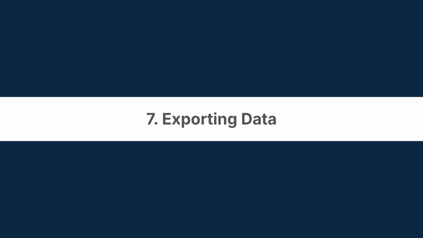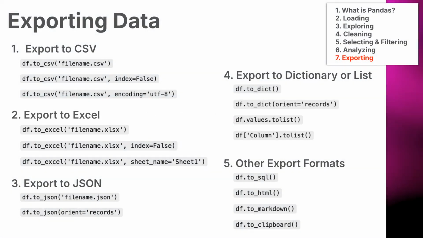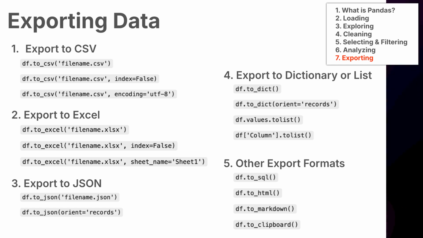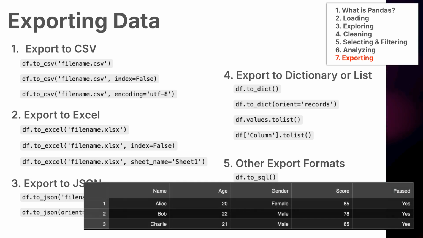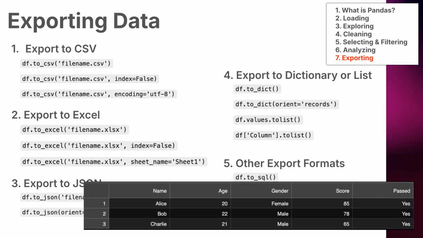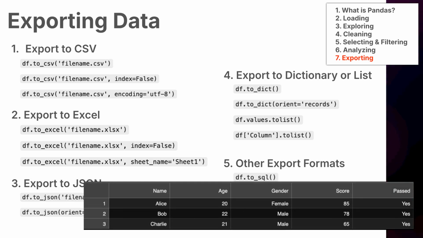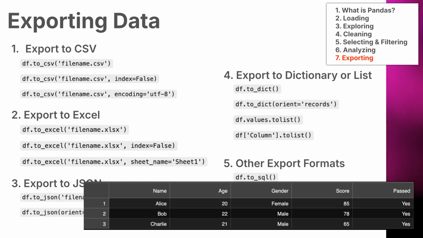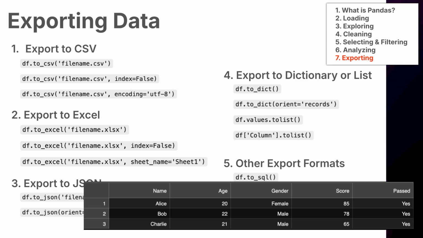Seven, exporting data. You can export your data to a variety of data types in the ways shown here. First, export to CSV. This is the most common format for saving and sharing data. It creates a simple text file with comma-separated values. It can be used when you save cleaned data for reports or sharing with others.